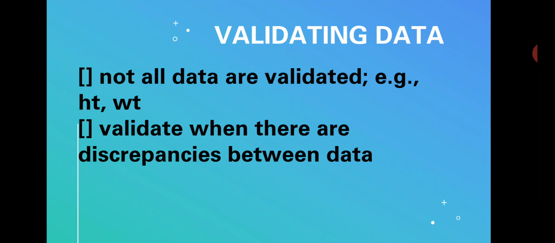Now, not all data should be validated. For example, the height of the client, the weight of the client, or let's say the lab result, the urine analysis. So not all of the data needs to be validated. Validate when there are discrepancies between the data. Discrepancy is a lack of compatibility between the facts or between your data.